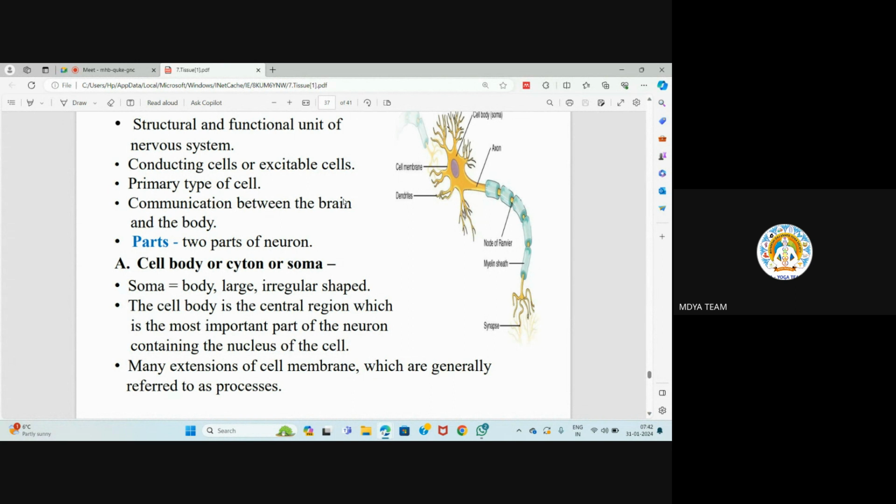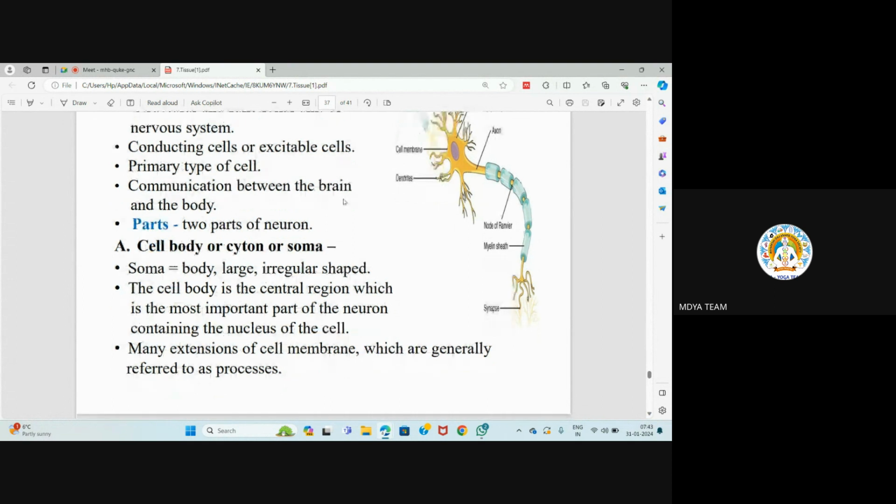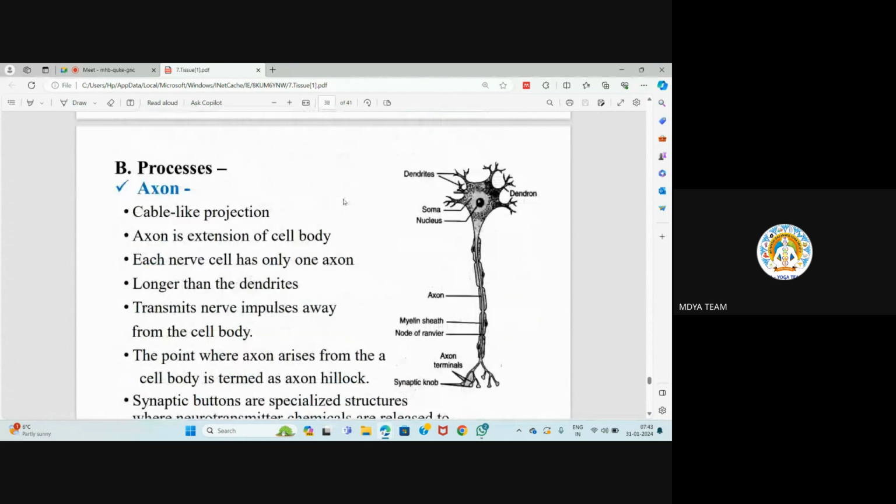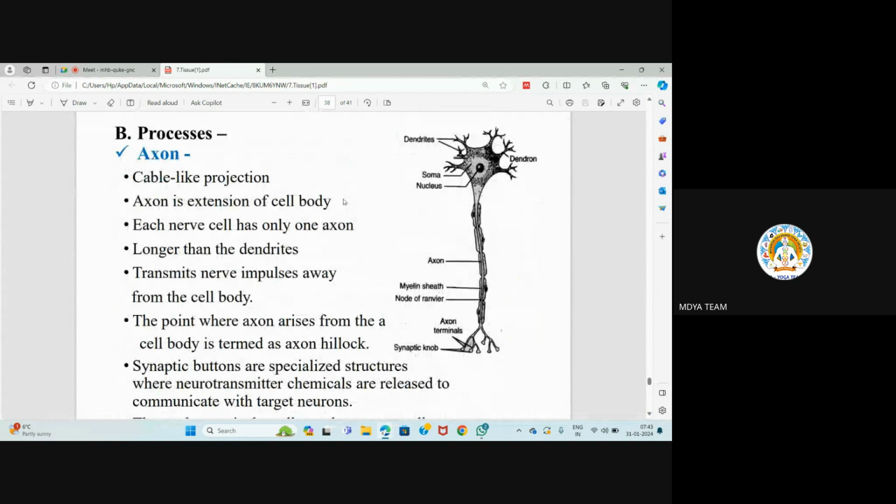And many extensions of the cell membrane, which are generally referred to as processes. I don't know what I have written here. Sorry. Leave that point. Yes.